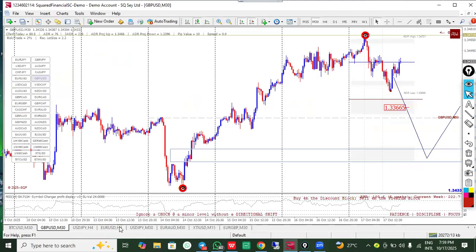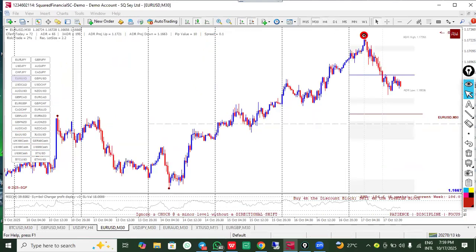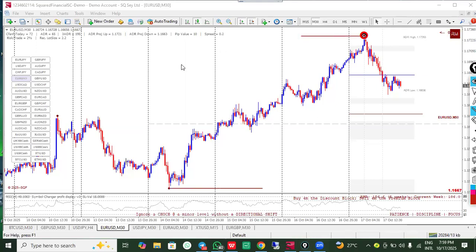Okay, now let me explain something with the Euro US dollar chart. Maybe let's look at the 30 minutes chart, right? Now look at this market. If I was to look at this market based on what we've discussed already, that is focusing on my SABC, let me say I am looking at this market from here to here, because from what I can see on my chart, this is an obvious movement in this market.